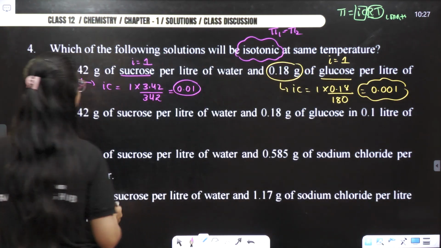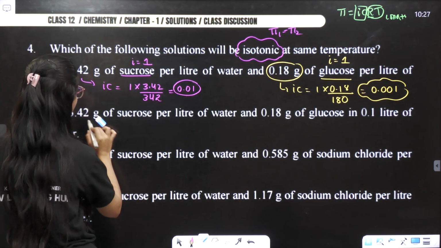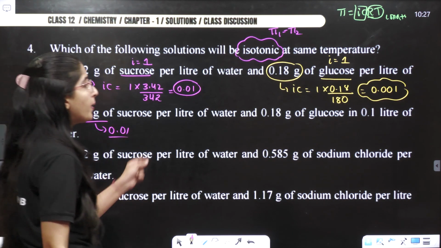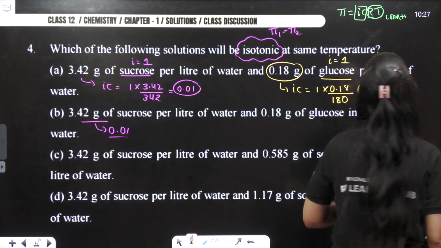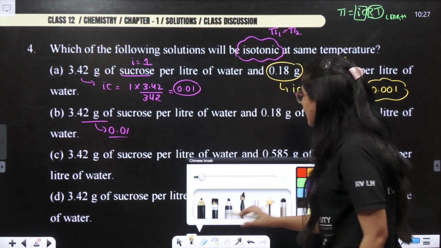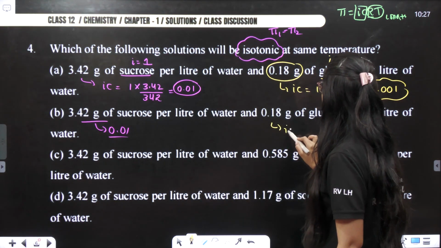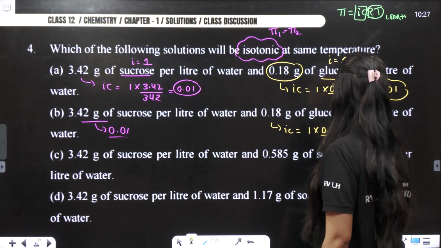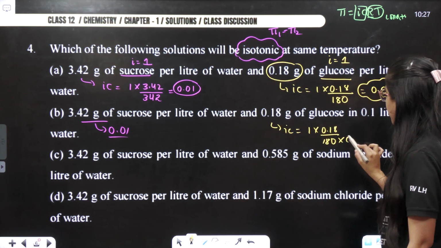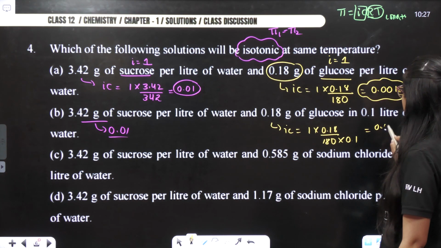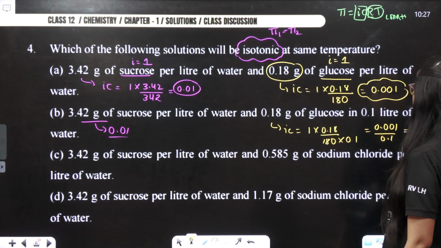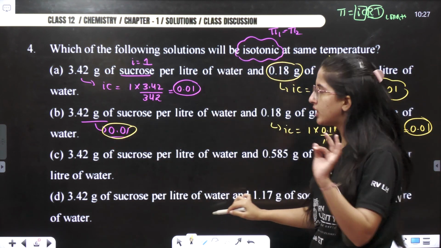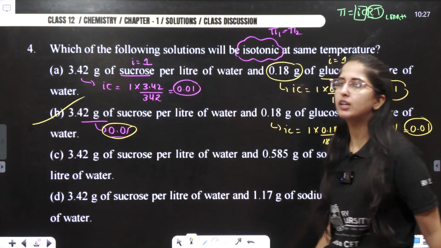Then option number B, let us see. So 3.42 grams of sucrose per liter. So again its value will be what? We have already calculated 0.01. Next, 0.8 grams of glucose and 0.1 liter of water they are saying. So here the value will change definitely. So here iC will be equal to what? 1 into 0.18 divided by 180, and 0.1 liter is given, so divided by 0.1. So 0.001 divided by 0.1 will be equal to 0.01. So here the iC value is what? Same. Therefore they are isotonic. Option number B is definitely your correct option.